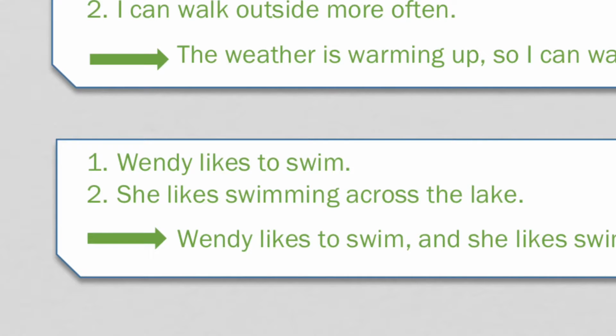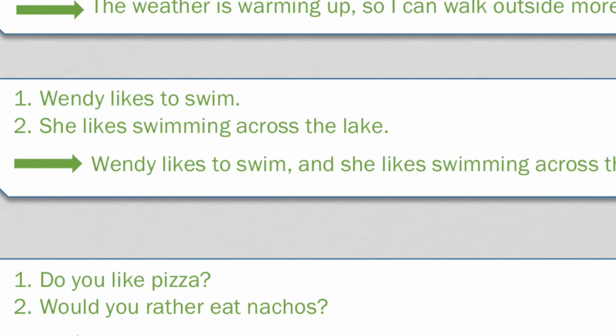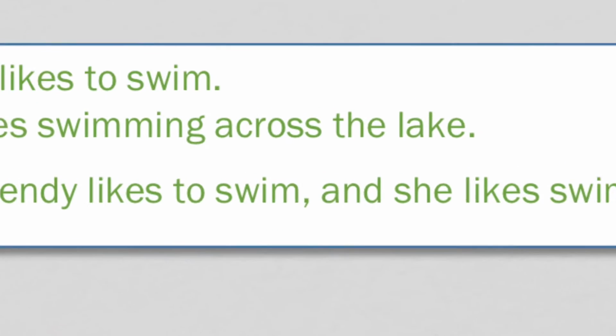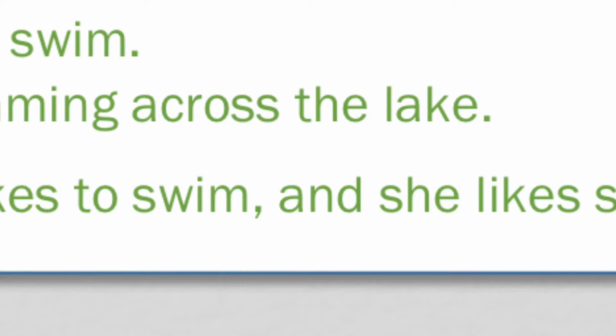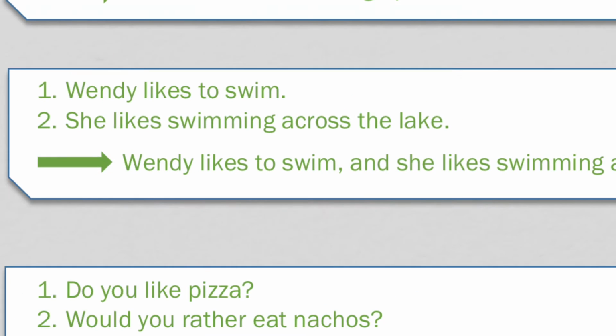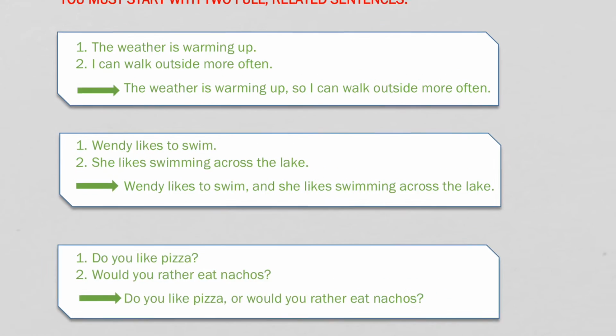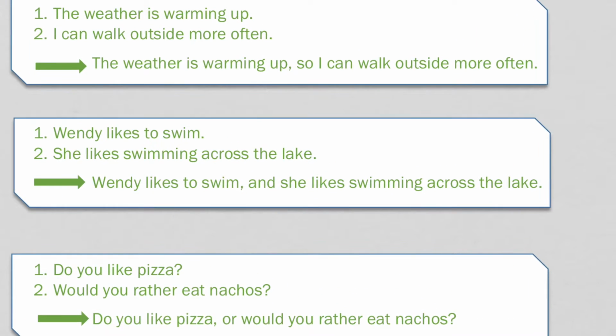And when I put them together, this word and here, that's my favorite coordinating conjunction, this word and. I think we use it quite a bit. So if you can only remember one coordinating conjunction, remember the word and. So here's how we could put them together. Wendy likes to swim, comma, and she likes swimming across the lake. Two full sentences put together.